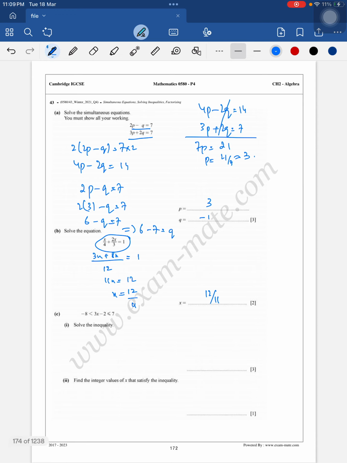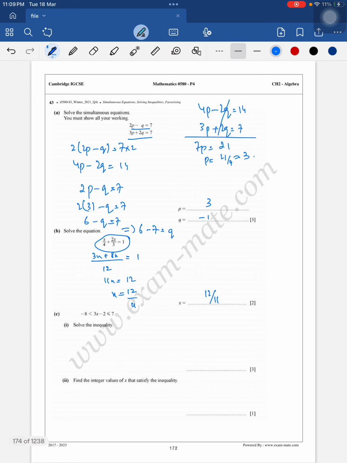Part C, solve the inequality. When we are having two inequality signs in an inequality question, we have to solve it by separating parts. First part will be minus 8 less than 3x minus 2. Second part will be 3x minus 2 less than equals to 7. And we have to solve it separately first, and then we will get the final answer.